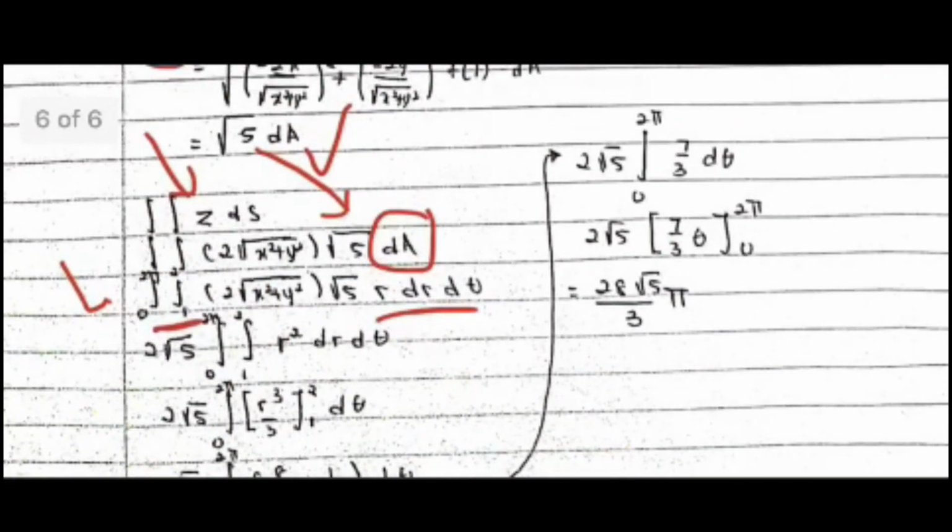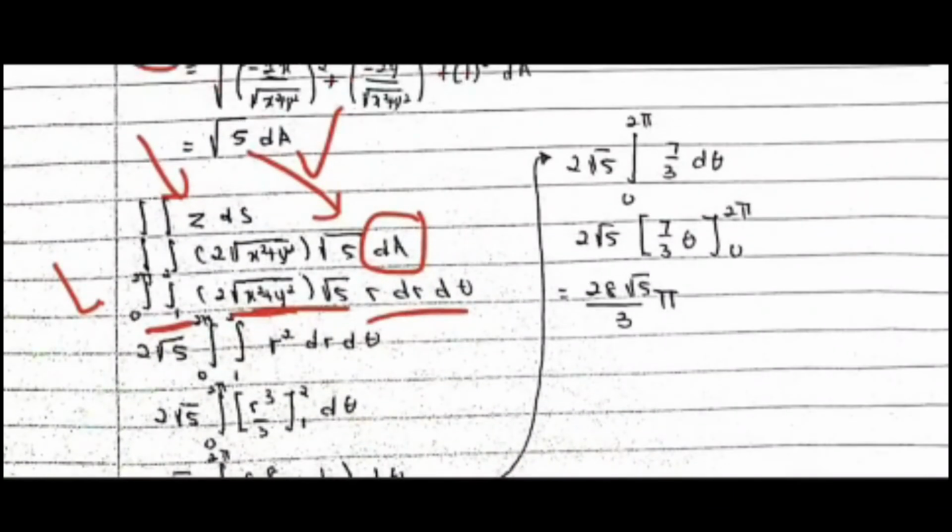So from the equation, x squared plus y squared is equal to r squared. So we change all the equation into dr d theta, so we can integrate it easily. Next, we just integrate like usual with respect to dr and with respect to d theta. At last, we will get the answer 28 square root of 5 over 3 pi.